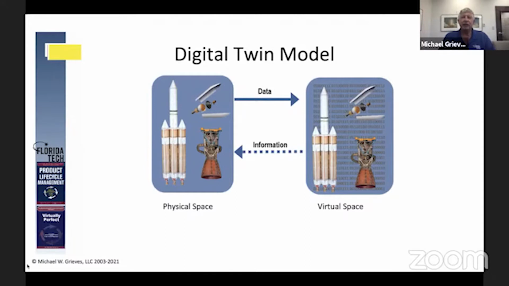The third aspect, and I think this is a critical aspect, is the ability of linking these two spaces. So we take data from the physical space and we populate the virtual space with it, but then we can use the information that we generate through modeling, simulation, and behavioral aspects in physical space. And why? What's the value here?